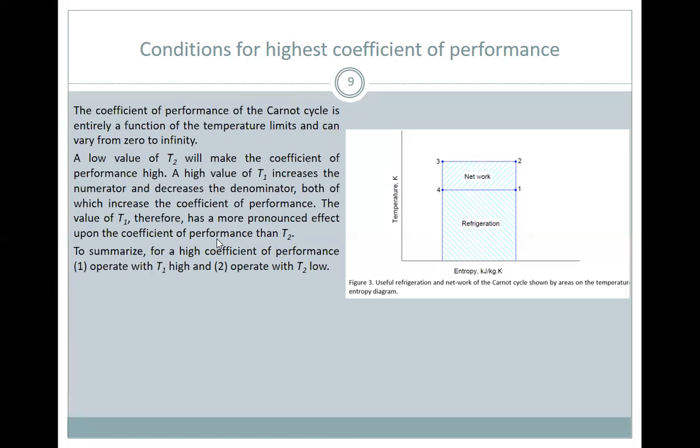Okay. The value of T1 therefore has a more pronounced effect upon the coefficient of performance than T2. To summarize, for a high coefficient of performance, one operates with T1 high and operates with T2 low. Ibig sabihin, pag pinagsama mo yan, ay ito, low yan. So, ang network mo baba.